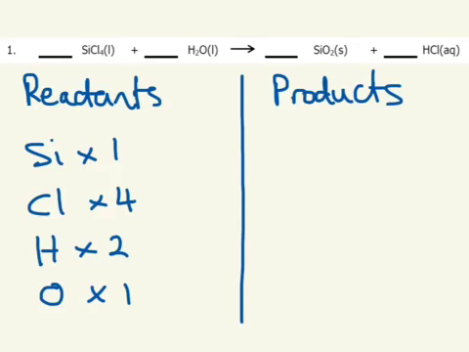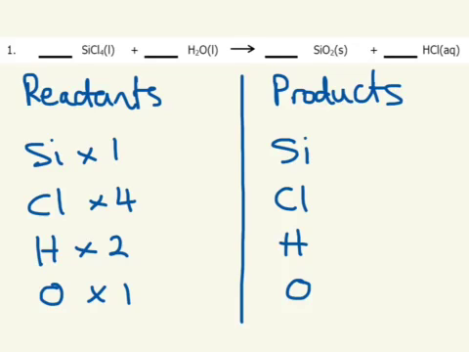I need to do the same thing now on my product side. Okay, so I've got a new substance here. Silicon oxide is the name of this one. That's 1 silicon and 2 oxygens. And over here in my hydrochloric acid, I have 1 hydrogen and 1 chlorine. Now, what I'm going to do is write the elements down not in the order that they're listed, but in the same order that I wrote them in on the reactant side. That helps me keep track, and to make sure that I have the same amount of each one at the end.